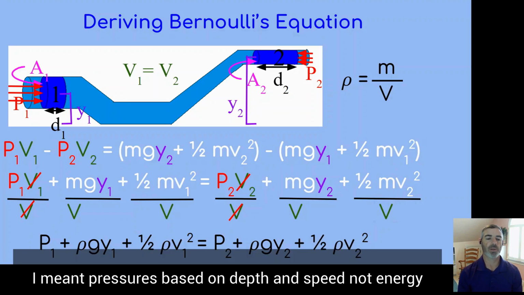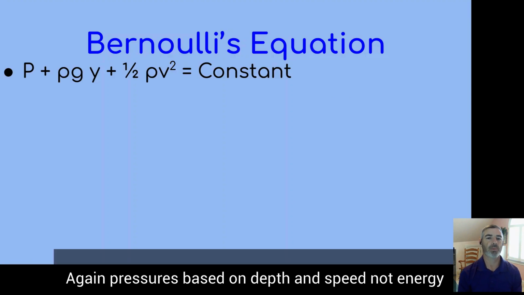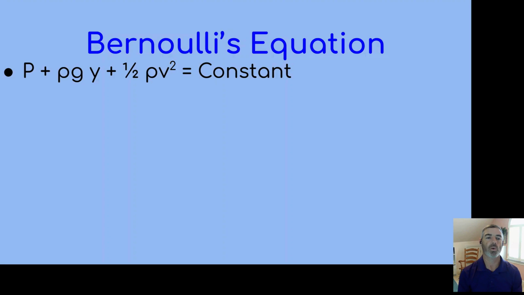So that tells us that the pressure, gravitational energy, and kinetic energy at any point in the pipe is equal to the same values in a second point along that pipe as long as the fluid is flowing through. So if we look at that, that tells us that the pressure, gravitational energy, and kinetic energy are going to be constant at any point throughout the pipe. So that's why Bernoulli's equation works.